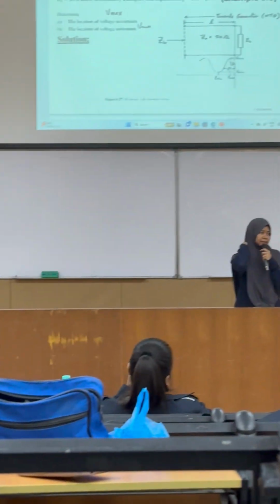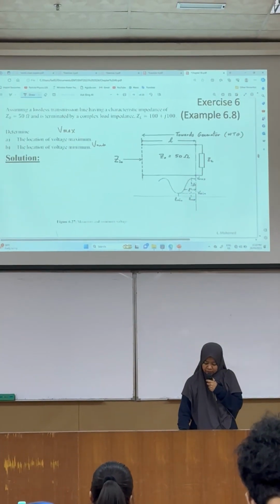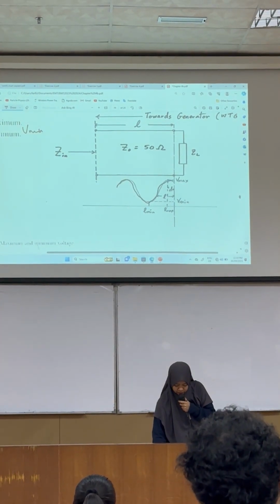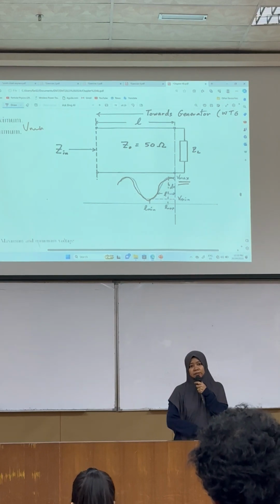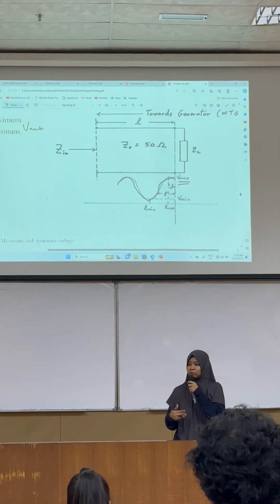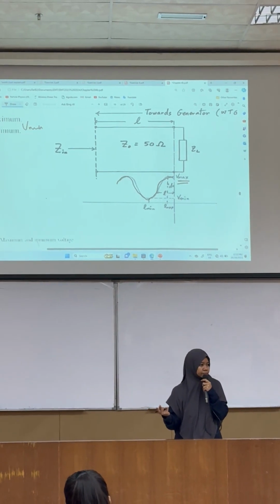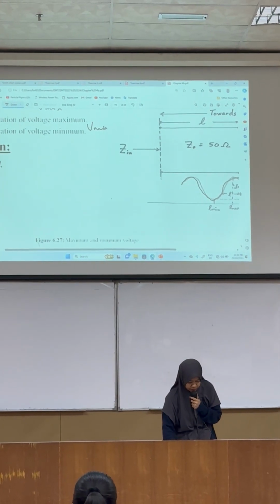Voltage minimum happens in a transmission line in the Smith chart. Okay, Vmax and Vmin. So this is the wave. Vmax is the maximum value of voltage. Vmin is basically the minimum value of voltage, which travels in the transmission line. So the rule of thumb for Vmin.